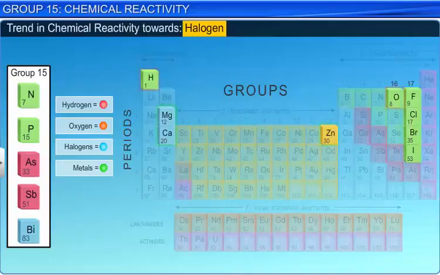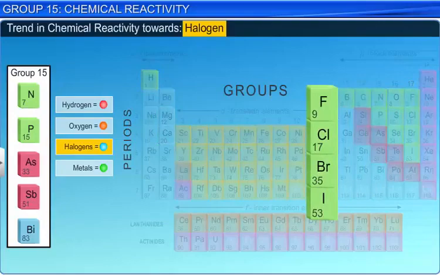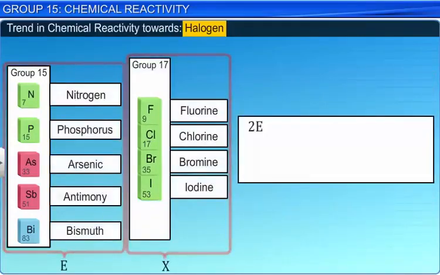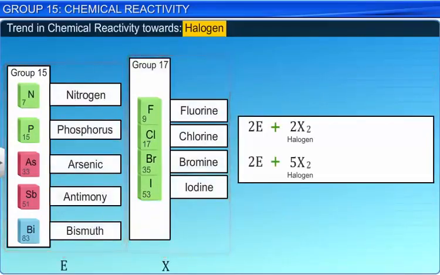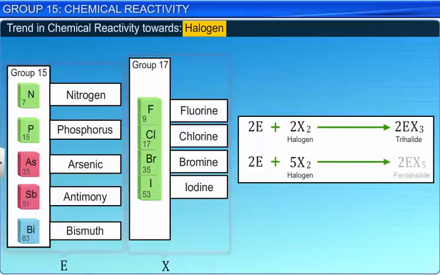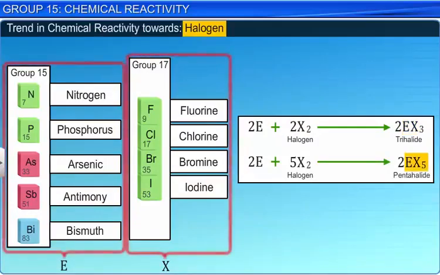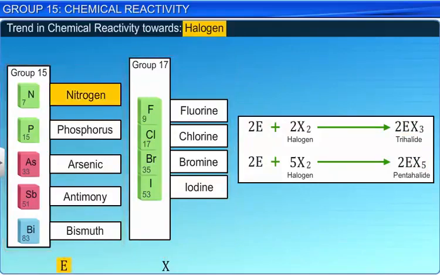Now let's look at reactivity towards halogens. All the elements of group 15 form trihalides and pentahalides with the general formula EX3 and EX5. Here, E may be nitrogen, phosphorus, arsenic, antimony or bismuth, while X may be fluorine, chlorine, bromine or iodine.